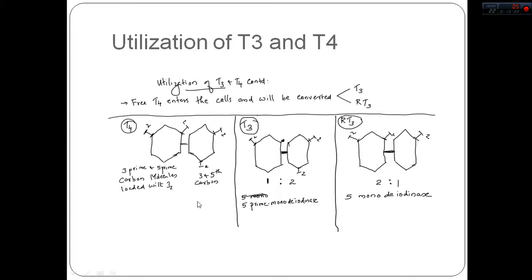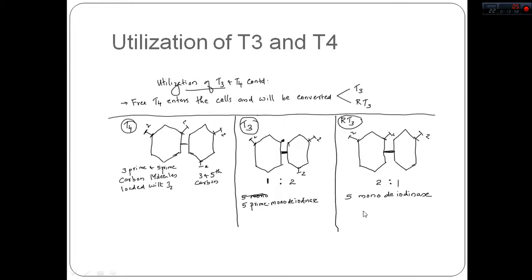Okay? Now, there's an enzyme in the cells called 5' monodeiodinase. And what this does is it removes the iodine from the 5th prime carbon molecule. So it removed from here. So there's no iodine molecule here. So this DIT became an MIT. So this MIT and this DIT, this becomes T3. So this is how T4 becomes T3.